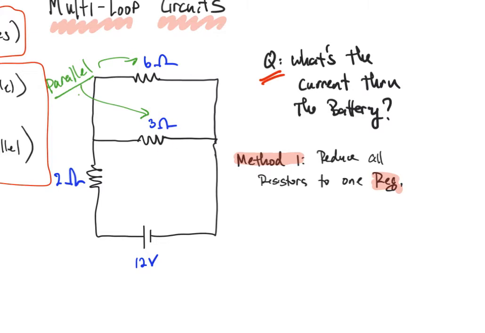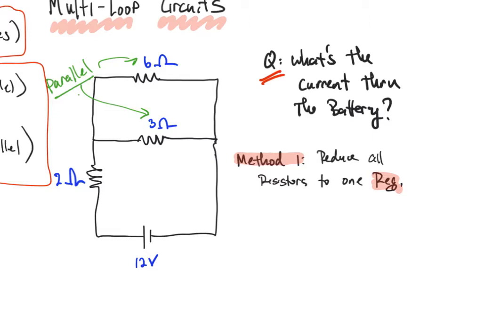And that actually won't work, because the resulting equivalent resistance between the 2 and the 3 would not be entirely in series or in parallel with the 6 ohm resistor. The 2 ohm is in series with the 6 ohm, but the 3 ohm is parallel with the 6 ohm. So we can't do it that way.